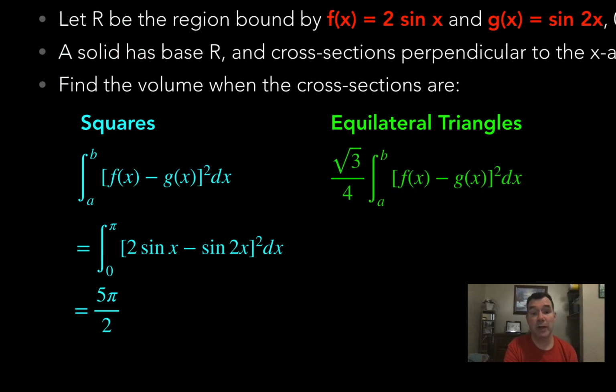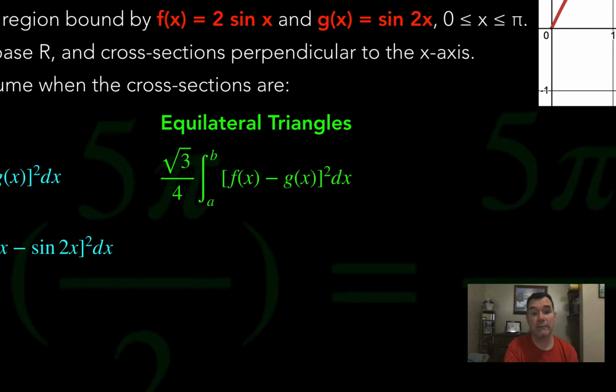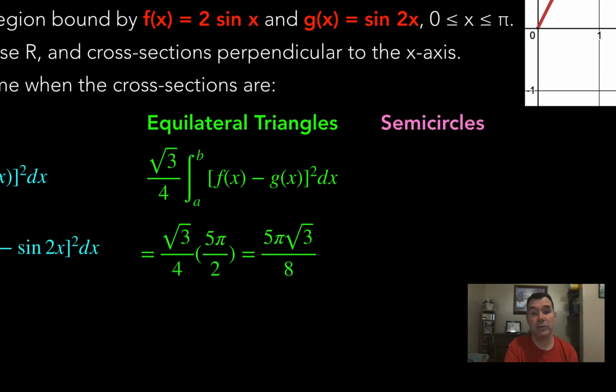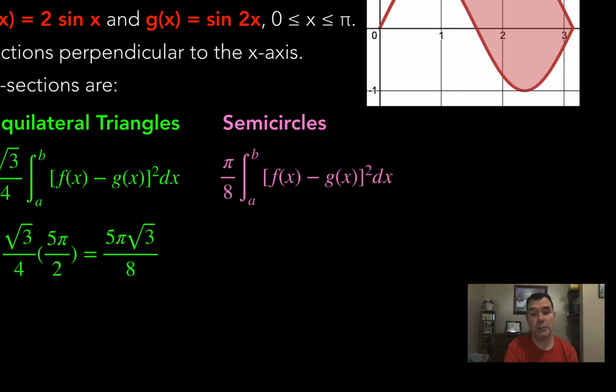For equilateral triangles, it's the same value, but remember I've got a root 3 over 4 in front. So root 3 over 4 times 5 pi over 2 is going to give me 5 pi root 3 over 8. That's going to be the volume if I use equilateral triangles. And finally, for semicircles, I'm going to take that integral and multiply it by pi over 8. So I have pi over 8 times 5 pi over 2, and that gets me 5 pi squared over 16.